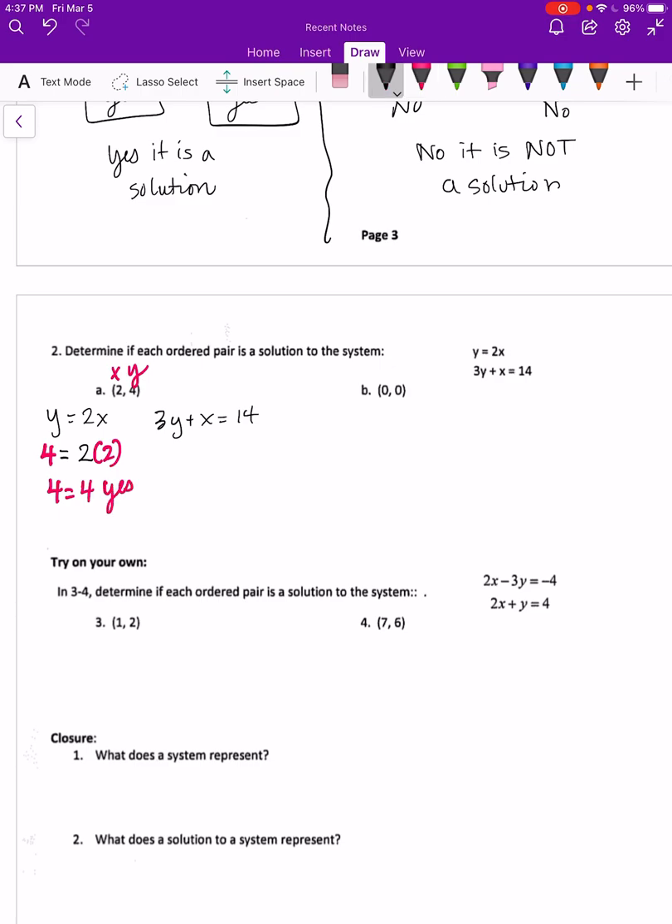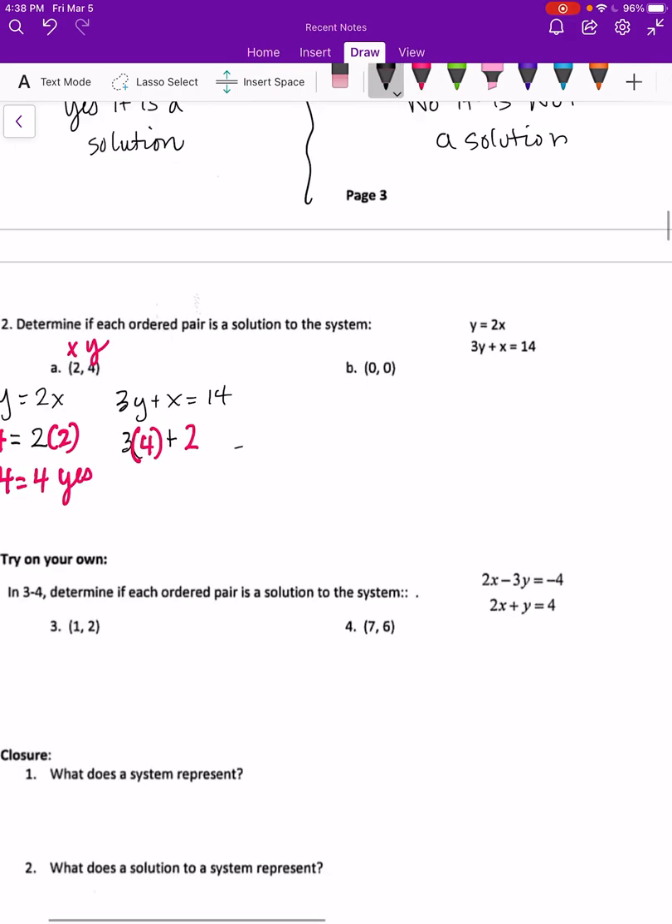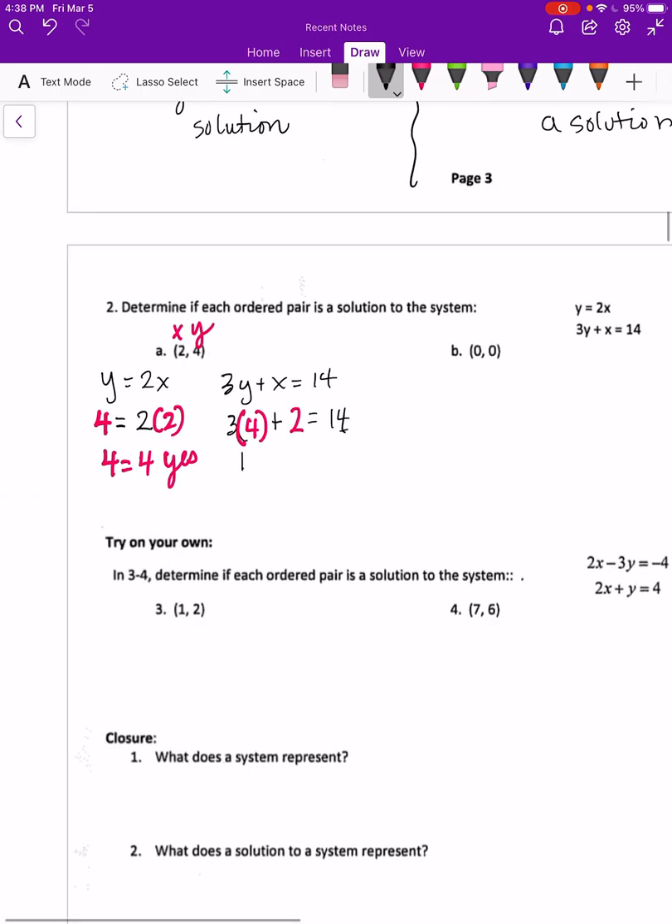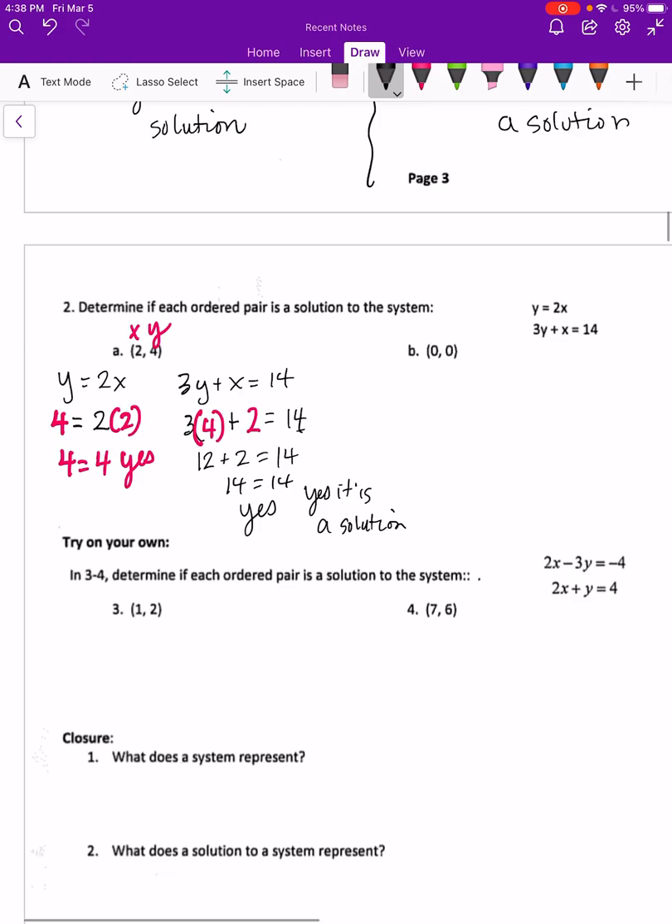So now let's do the next one. So 3 times y, which is 4, plus x, which is 2, equals 14. Whoops. Sorry for the jumping. 3 times 4 is 12. 12 plus 2 equals 14, and 14 equals 14, so this is also a yes. So yes, it is a solution. That means at this point is where these two lines cross. They cross at 2, 4.